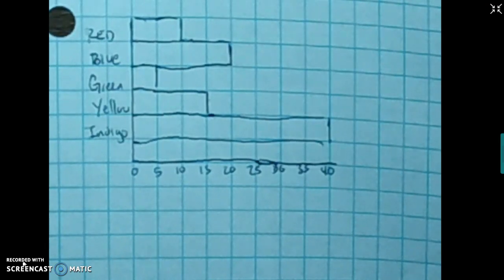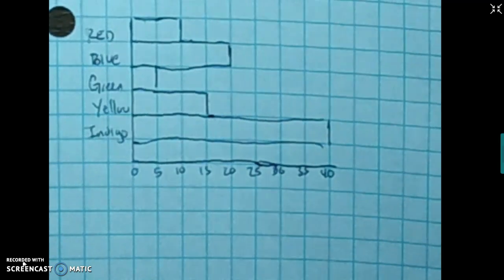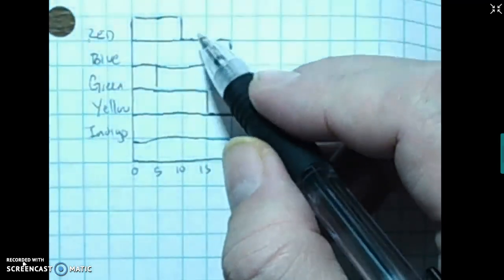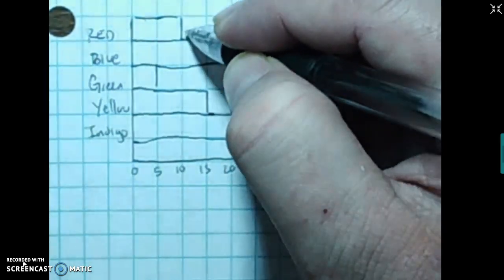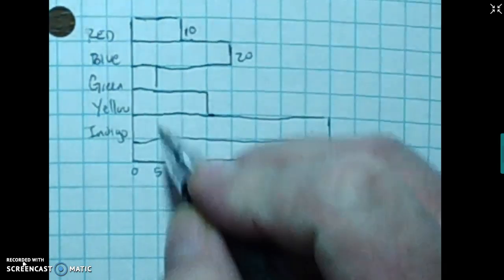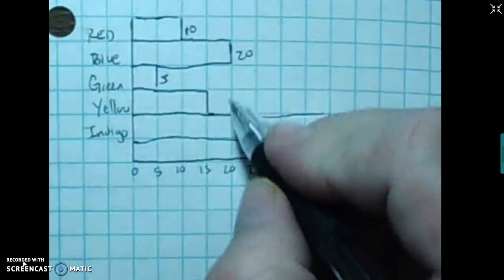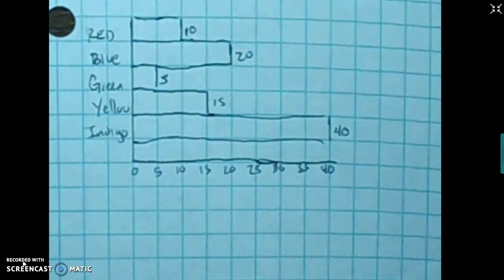Next thing. What kind of graph is this? Bar graph. Why is it not a histogram? Because it has a bar for each value. Okay. What's the first thing you're going to do with any bar graph or histogram? Label what number goes at the end. How many people liked red? 10. How many people like blue? 20. Green? 5. Yellow? 15. Indigo? 40. It's a good color.